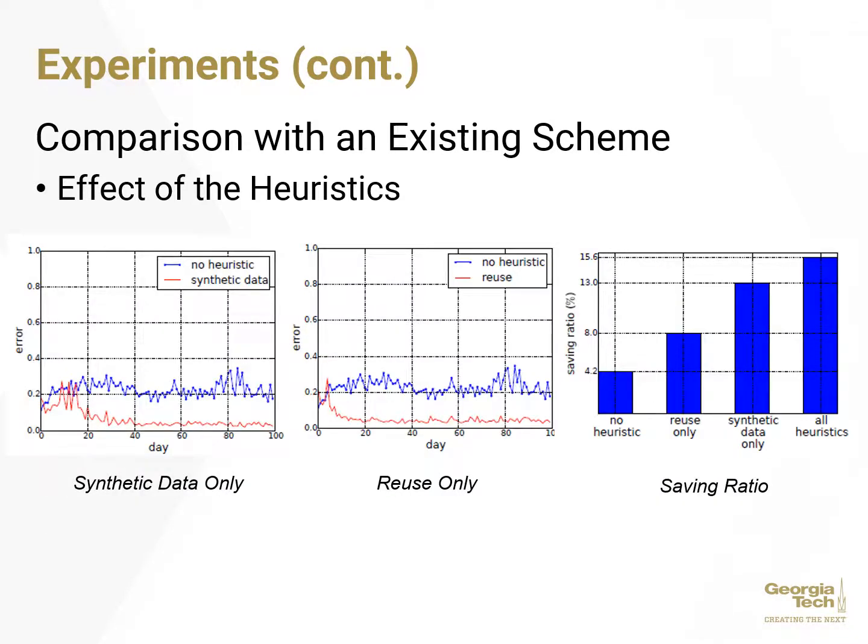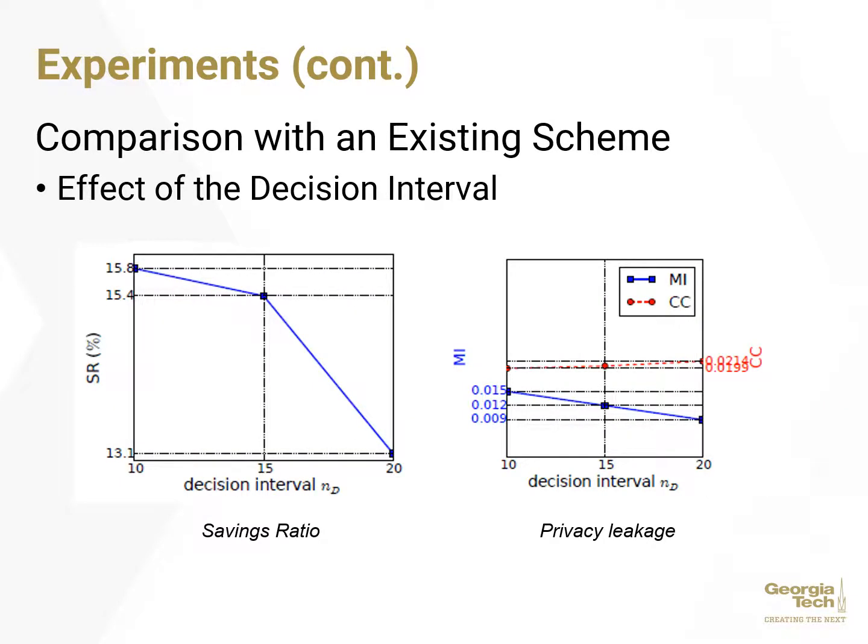The figure below shows that the reuse heuristic not only reduced the convergence time to within 10 days, but the savings ratio becomes the largest when all heuristics are used. Thus, we can think that our heuristics are effective in reducing the convergence time as well as improving the cost savings aspect. The figure below shows how reinforcement learning BLH acts when the decision interval varies.